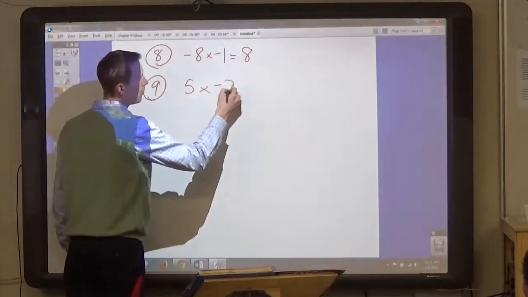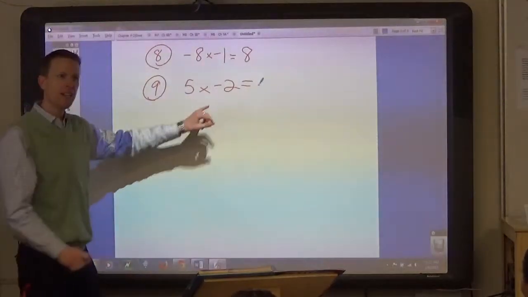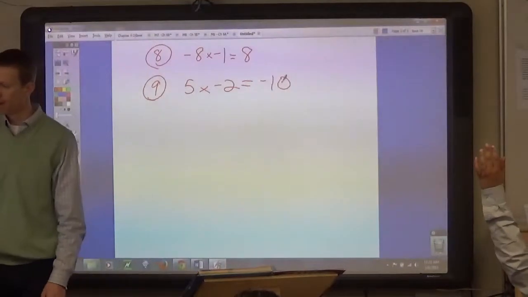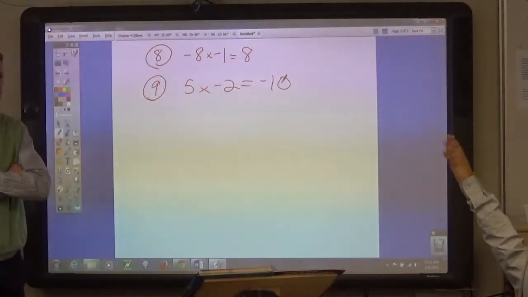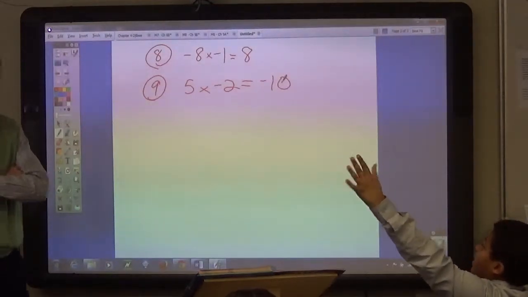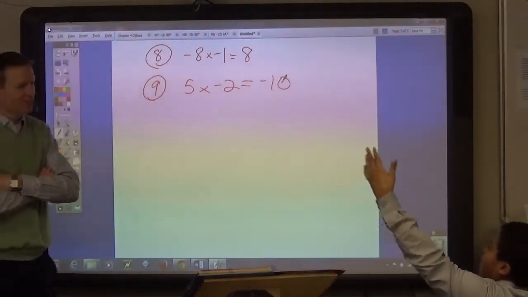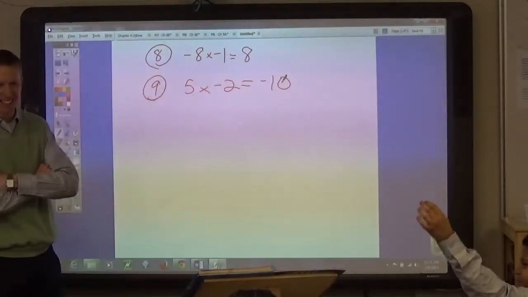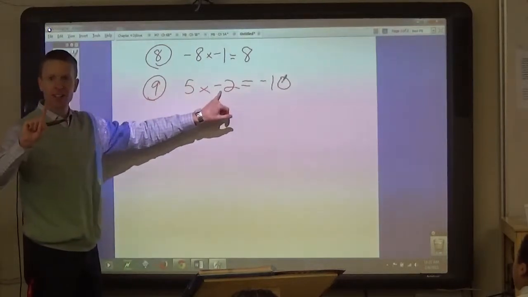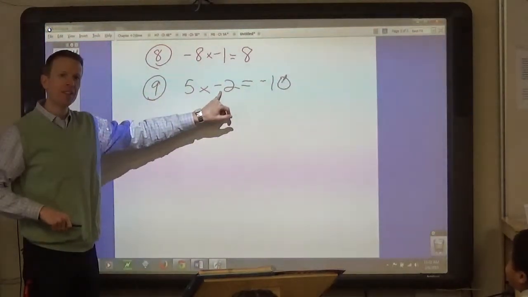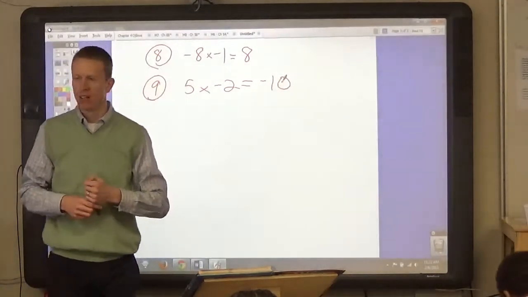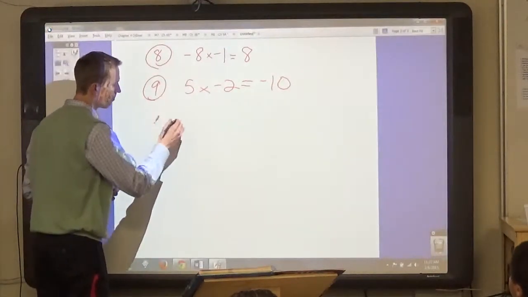How about number 9? 5 times negative 2. It's negative 10. Why? Why is it negative 10? Come on, 6th graders. You just answered the last one. Because it is canceled out? Right, because there's only one. Now, if we're using the concept of canceling out, then what is this answer?